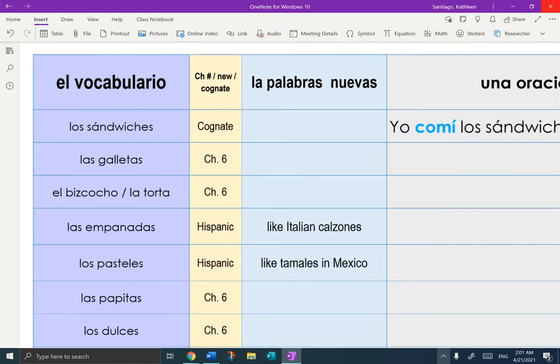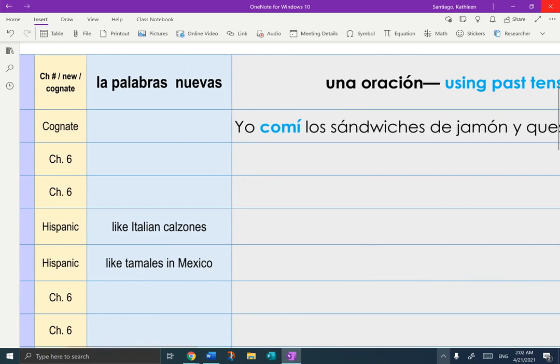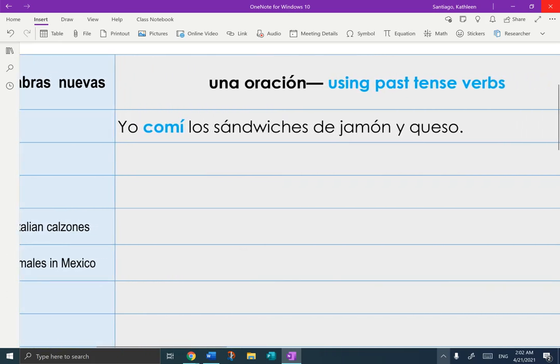You can see that we have 4 columns: el vocabulario, which is your vocab word, the chapter number, or the word new, or the word cognate, or the word Hispanic. If it's specifically a Hispanic item, I wanted to point that out. Las palabras nuevas, the new words. And then una oración using past tense verbs.